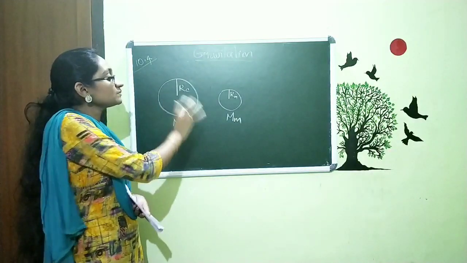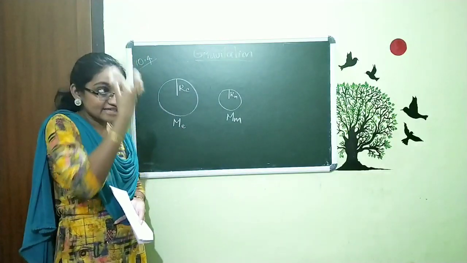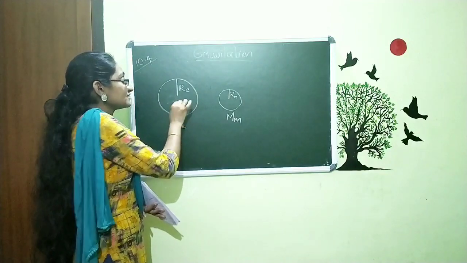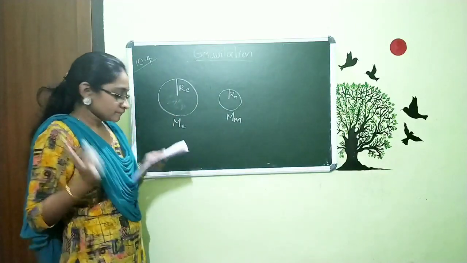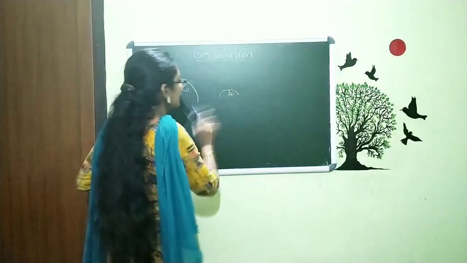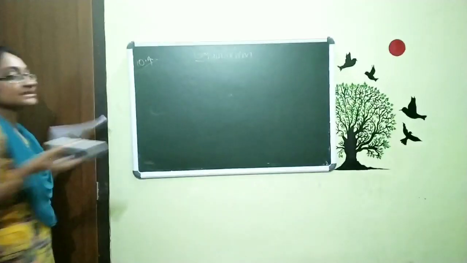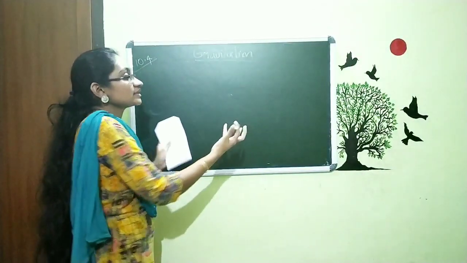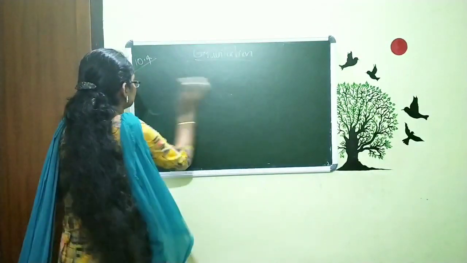For the Moon, the force of attraction is less because the mass of Earth is higher than that of the Moon. Now we are going to represent it using one equation and find the relation between the mass of Earth, the mass of Moon and the gravitational acceleration.